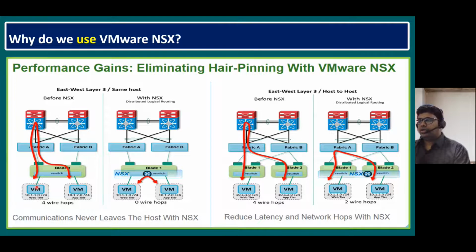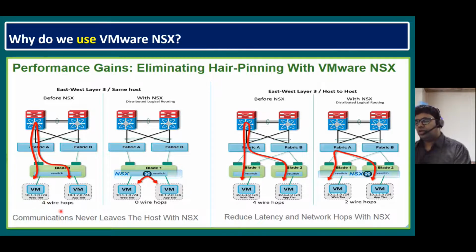Suppose in our scenario we want to communicate from the web tier VM to the app tier VM. The communication will start from the virtual machine to the ESXi physical NIC, and from the ESXi physical NIC to the physical switch, one hop. The physical switch to the router, second hop. Again it will return to the switch, third hop, and the switch will return to the virtual machine, fourth hop.